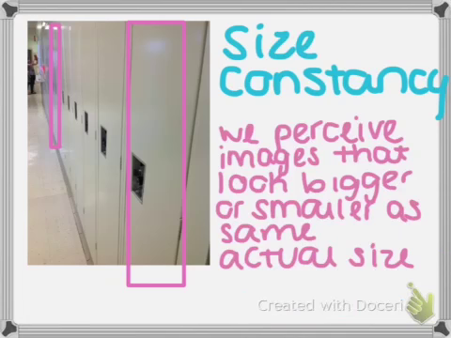Size constancy is another kind of perceptual constancy which explains why we perceive 2 objects as the same even if the size on our retinal field varies. Because of the difference in distance, the lockers closer to us have a larger image in comparison to the lockers farther away, but we still perceive the lockers as the same shape.